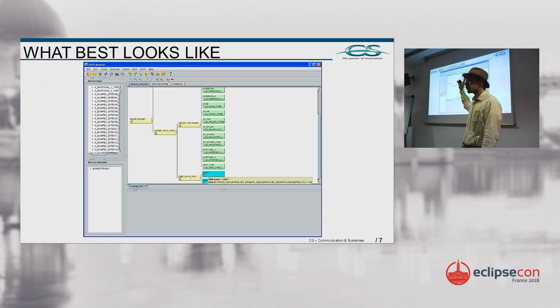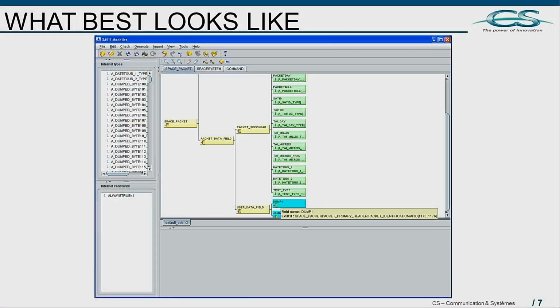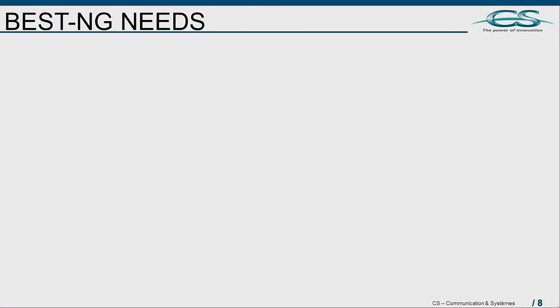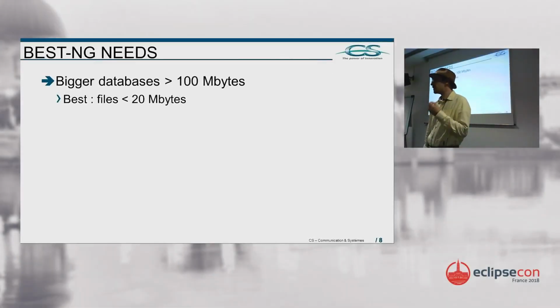This is what the old BEST looks like. So we want something definitely more modern with higher capabilities. So what are the BestNG needs? We need to support bigger databases. BEST was handling only 20 megabytes files, and we have databases with XTC files, for example, which are already over 100 megabytes.